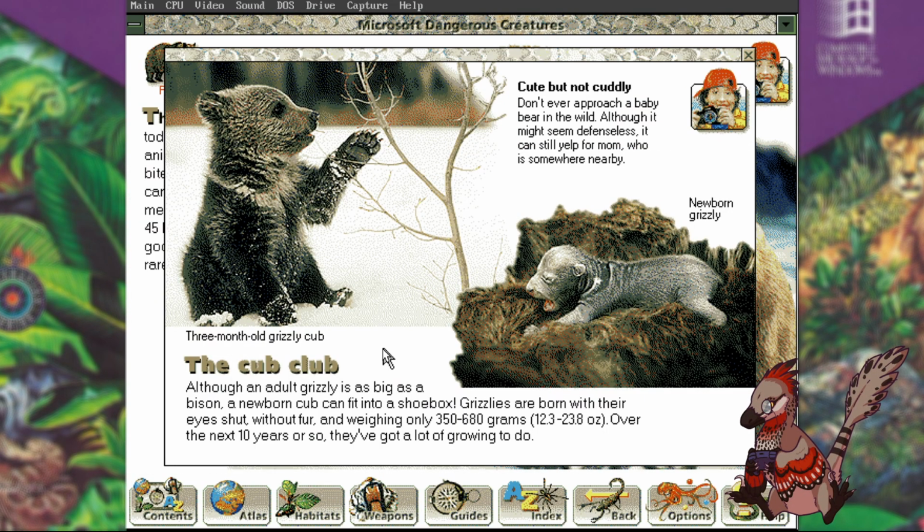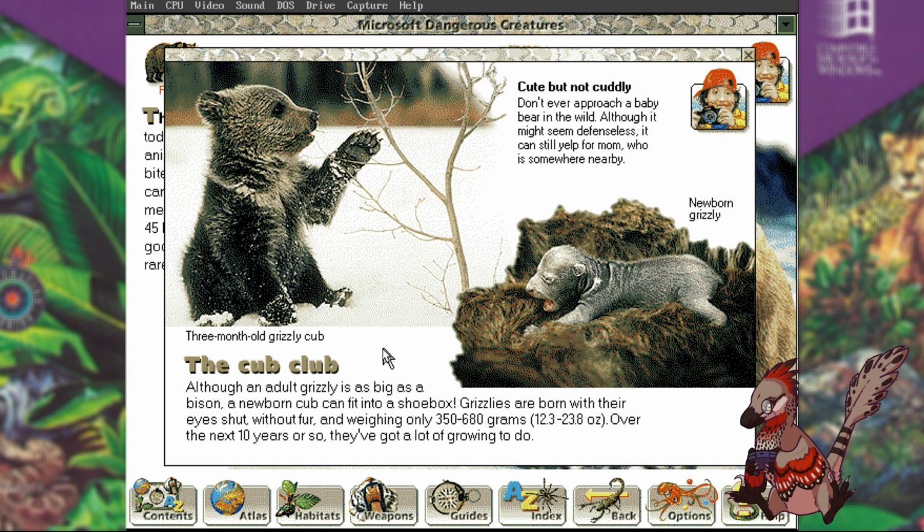Oh, what a sweet little thing. I'll just give it these marshmallows, Herman, while you take a picture. Famous last words. While the tourists are sidling up to the bear cub, Mom is probably browsing just on the other side of that big tree. All it takes is one little squeak from Baby. Cute, but not cuddly. Don't ever approach a baby bear in the wild. Although it might seem defenseless, it can still yelp for Mum, who is somewhere nearby.